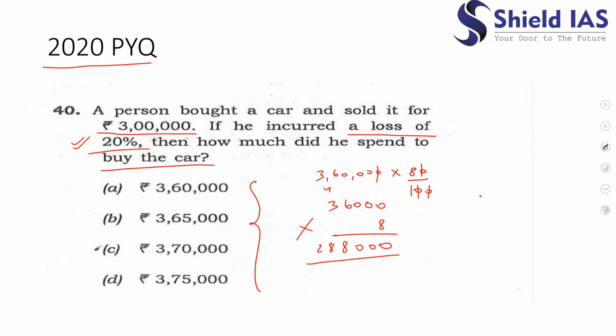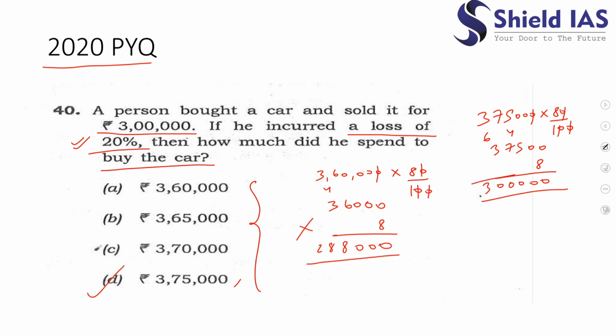Let us see this one, 3,75,000. 375,000 into 80 by 100. 80 by 100, it comes out to be what? 3750 into 8, 0, 0, 8 5 are 40, carry 4, 7 is 56, 6 and 8 are 24. It comes out to be 3 lakhs. So the correct answer would be D. This is also an easy question.